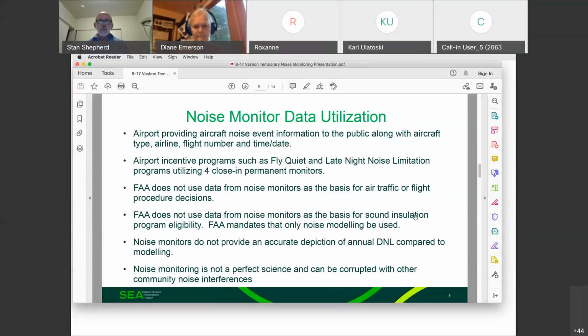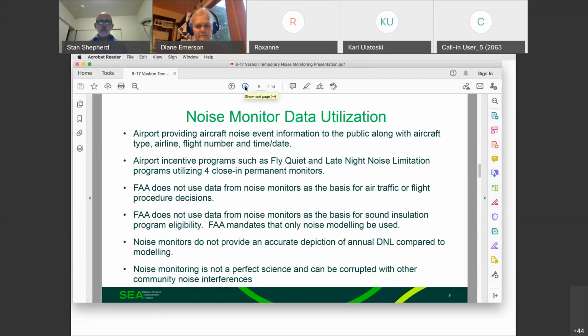So they don't use the noise monitoring data to allow us to have it as an input variable to our depiction of what we call DNL. That's the day-night level noise. So that's the yearly average of noise around the airport, and it's how we actually develop our mitigation program. So if we're inside of what we call a 65 DNL boundary, which is very close into the airport, homes could be eligible for us to apply for grant funding to sound insulate those homes.